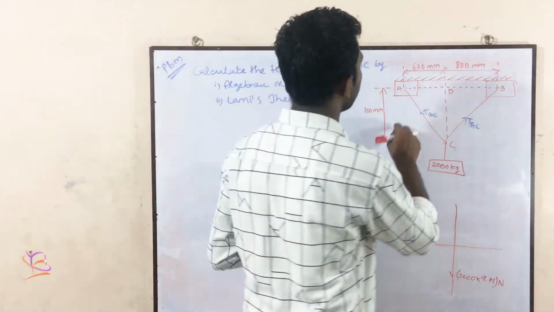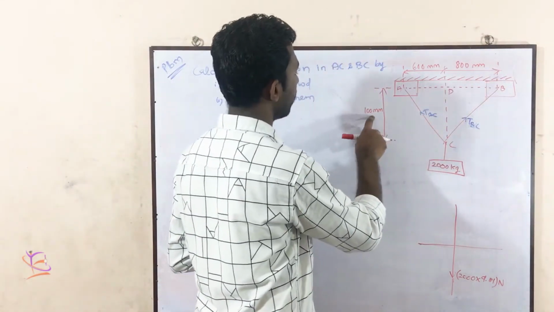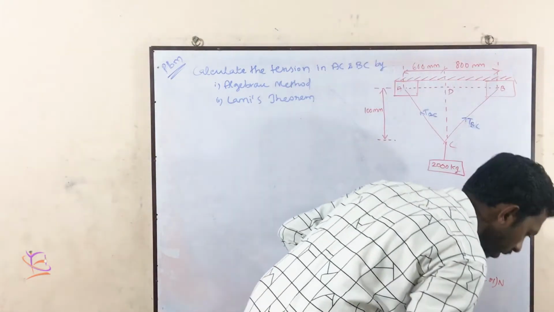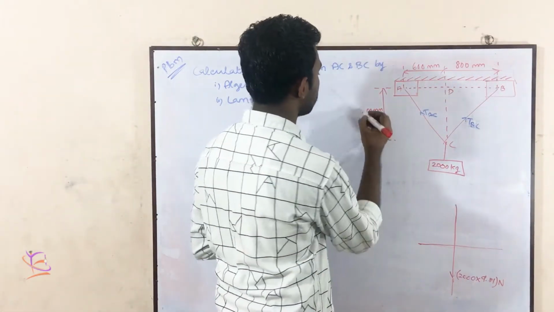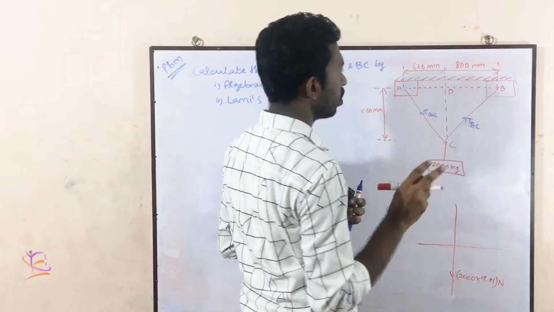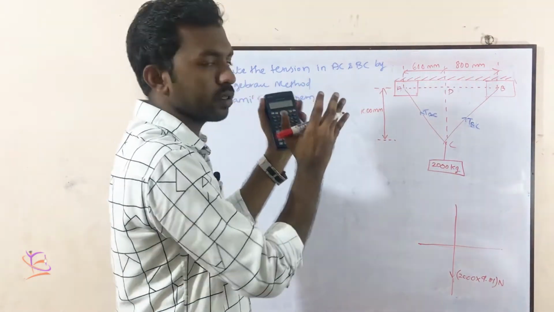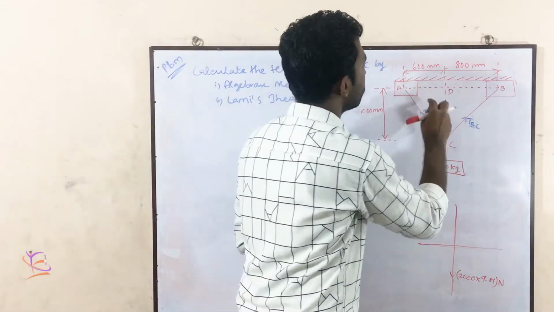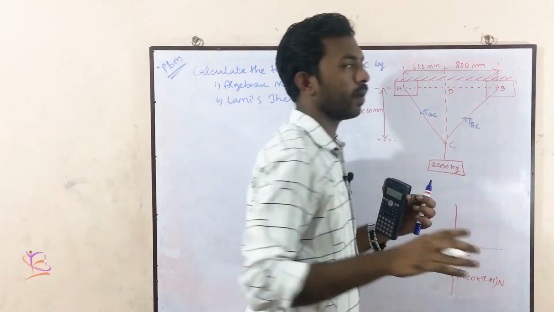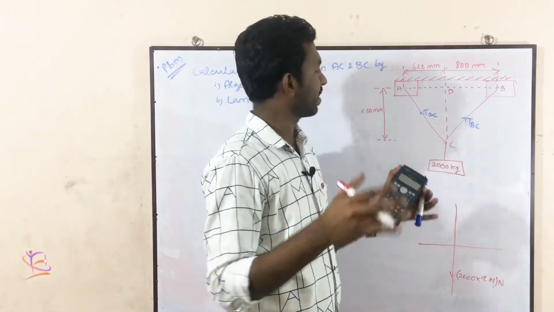But we have some values here. So here some 1000, 600 and 800 are there. This is not 100, this is 1000. So by using these dimensions, this is making a right angle triangle. By using that, we have to calculate the theta.